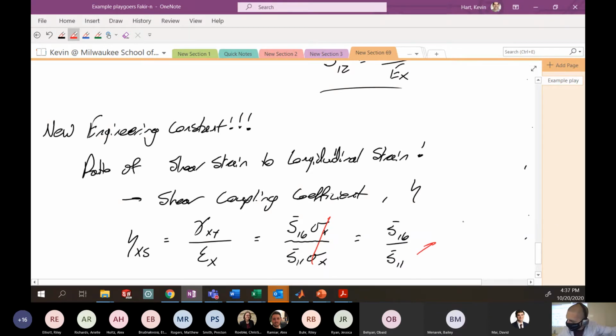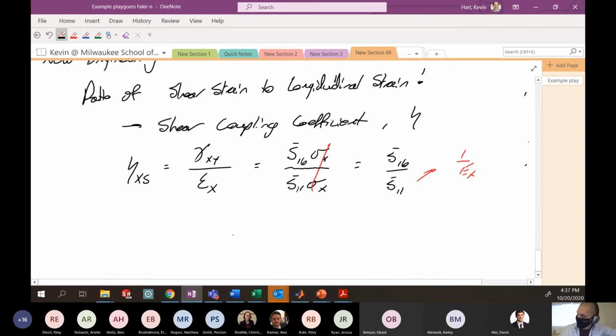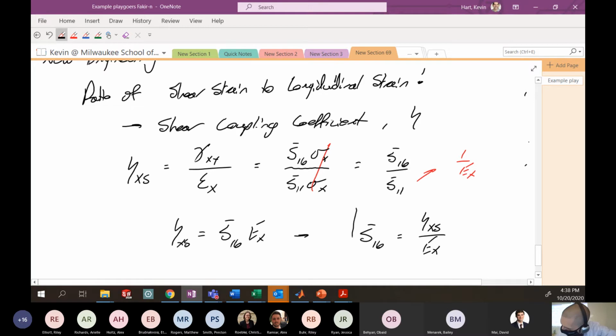But we know S bar 11 is 1 over Ex, as a reminder. So that means that this eta xs is equal to S bar 16 times Ex. Or we have that the S bar 16 entry in terms of engineering constants, which I just taught you a new one, is this eta xs over the modulus in the x direction. Bam!